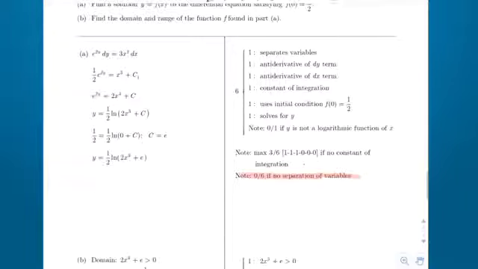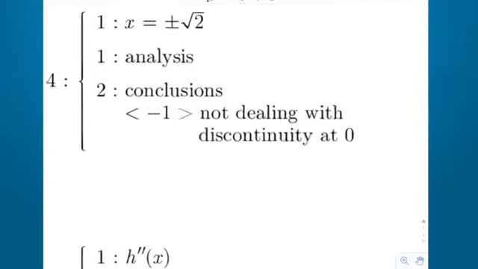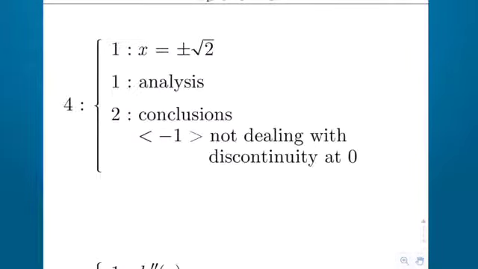It's that important. All right, so let's see where the points come from. You get 4 for that. You get 1 point for both, plus or minus square root of 2. So how important is it to remember plus or minus? Pretty important, right? The analysis, they used to grade the number line chart. So that's what they mean by that.